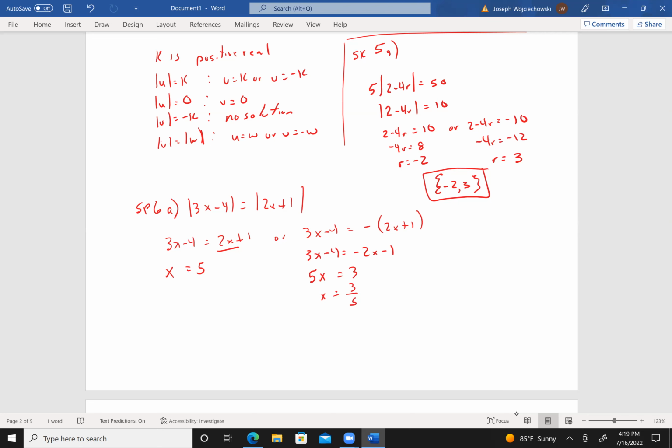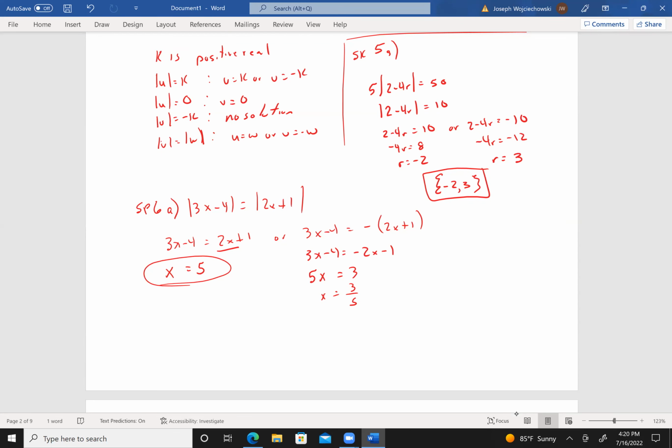So looking at the solutions, using 5, we get 3 times 5 is 15 minus 4 is 11. Absolute value of 11 is 11. 2 times 5 is 10, plus 1 is 11. 11 equals 11. So this is a valid answer.